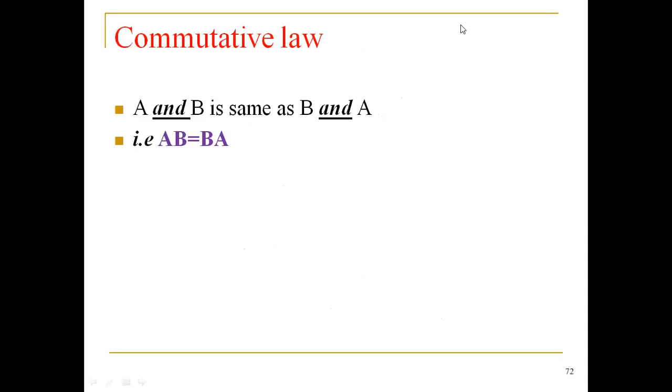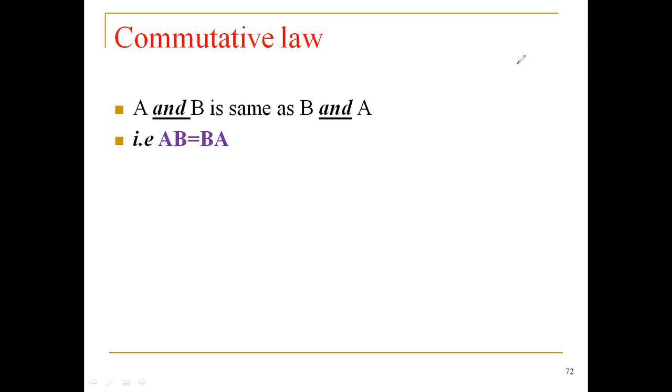So the first one is commutative law. A and B is the same as B and A. That is the commutative law. That means A dot B equal to B dot A. Very simple. If we assume A equal to 1, B is also 1, then 1 dot 1 equal to 1 dot 1. So LHS is equal to RHS. Hence this commutative law is proved.